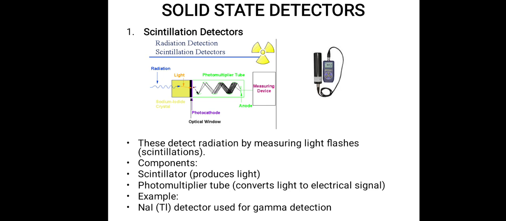Solid state detectors. Scintillation detectors. This detects radiation by measuring light flash. Scintillation components: the scintillator produces light, and the photomultiplier tube converts light to an electric signal. Example: NaI detector is used for gamma radiation.